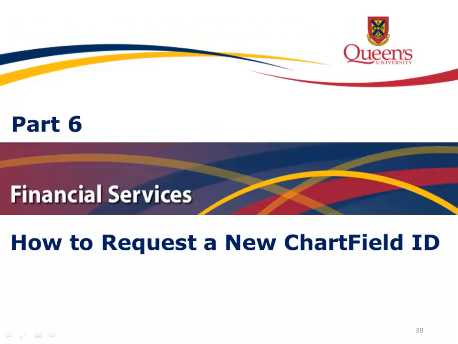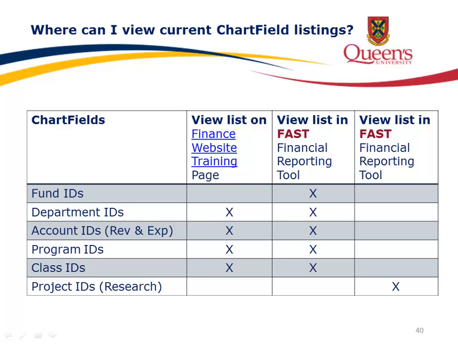Part 6, how to request a new ChartField ID. Before requesting a new ChartField ID, it's always a good idea to review current listings to ensure the requested ID does not already exist. A common question often asked is, where can I view current ChartField ID listings? This table displays the 6 types of ChartFields and shows where you can view current ID listings. For example, a public listing for departments, accounts, programs, and classes can be found on the Finance website training page.